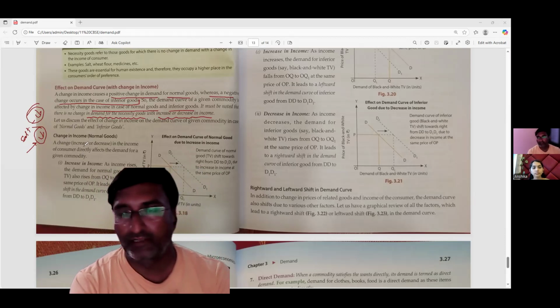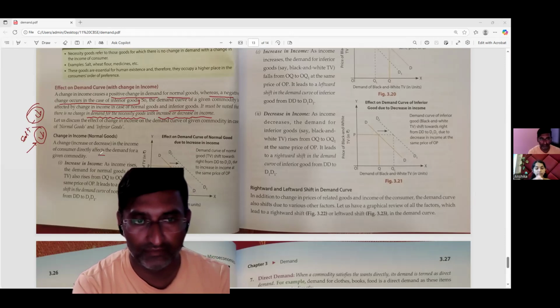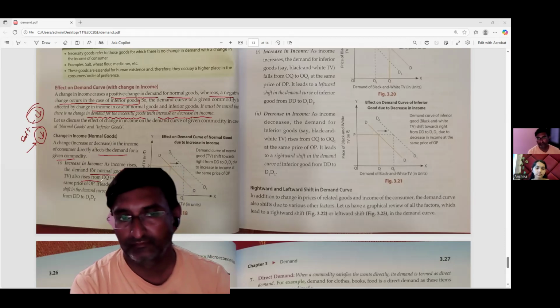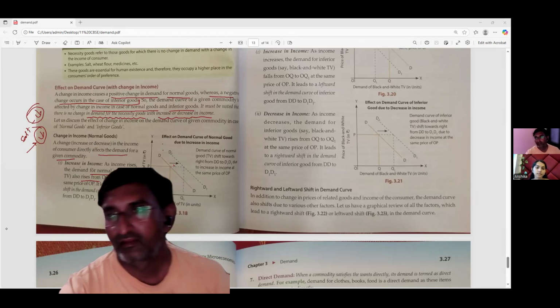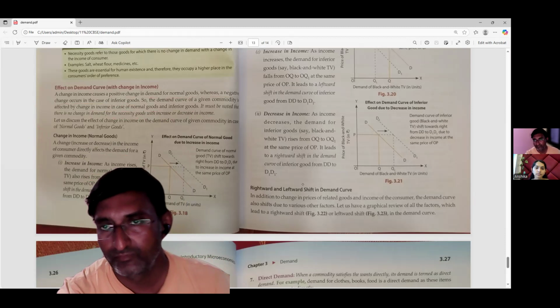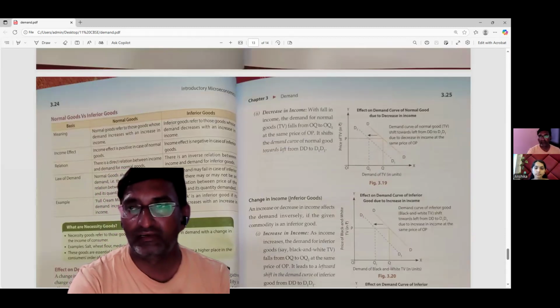Income level never affects the necessary goods, right? Now, a change, increase or decrease, in the income of the consumer directly affects the demand for a given commodity. Increase in income: as income rises, demand for normal goods also rises, right? We have seen these kinds of examples in earlier lectures. It is not a big deal, right? We have seen many examples: as income increases, demand increases. Same thing repeating again and again.